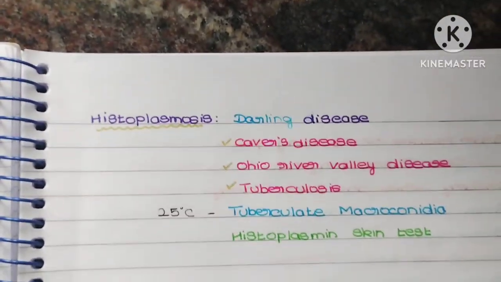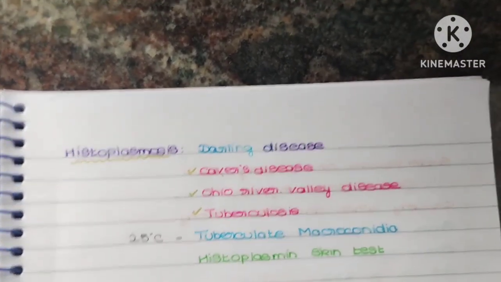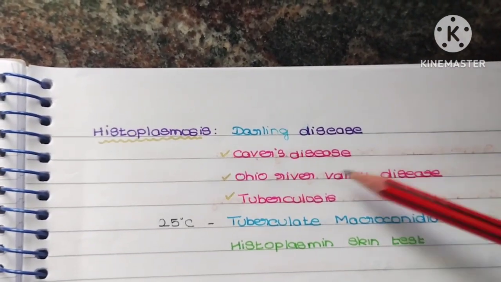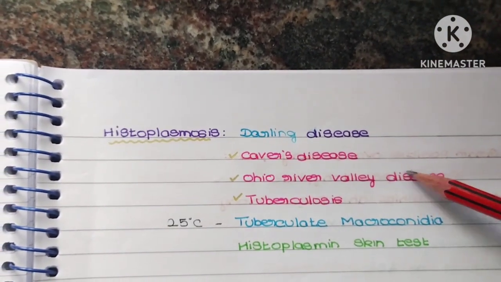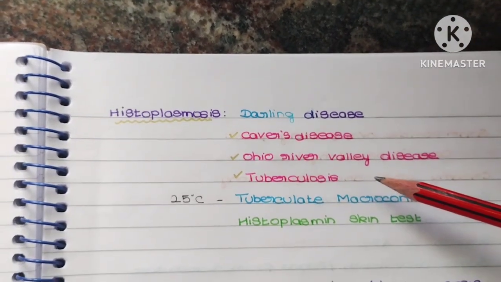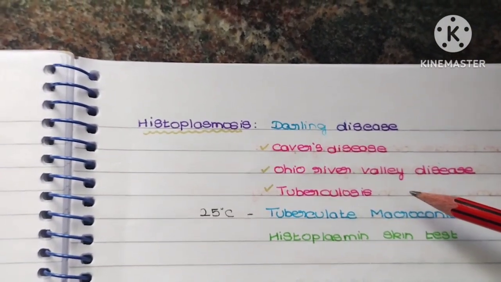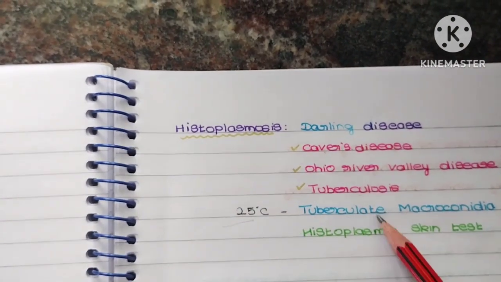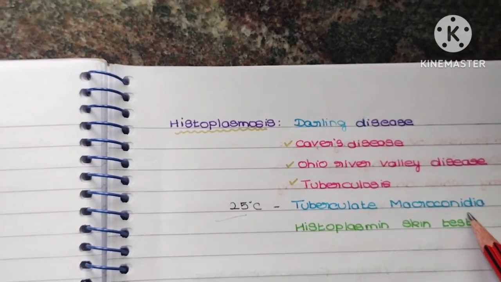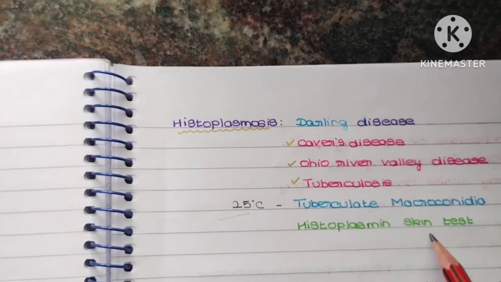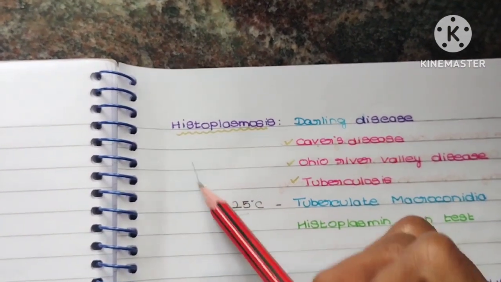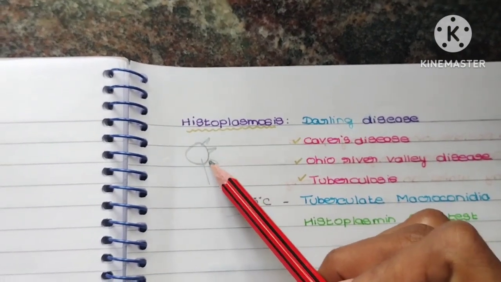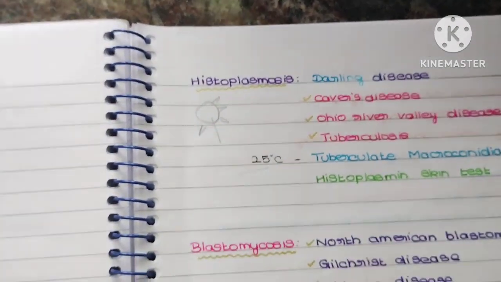Histoplasmosis. First, it is called Darling disease or Caver's disease or Ohio River Valley disease. And always remember, histoplasmosis usually resembles tuberculosis. At 25 degrees Celsius, it produces tuberculate macroconidia, and there is a skin test called the histoplasmin skin test. Tuberculate like this, there will be a circular body with spiny projections. That is tuberculate macroconidia.